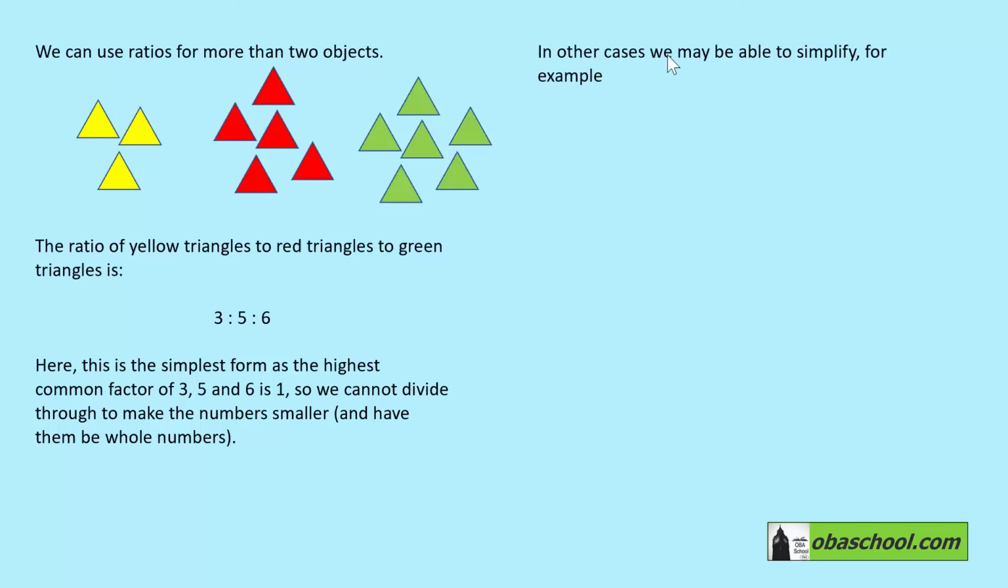In other cases, we may be able to simplify. For example, if we had the ratio 15 to 10 to 25, all 3 numbers are divisible by 5, so we can simplify to 3 to 2 to 5.